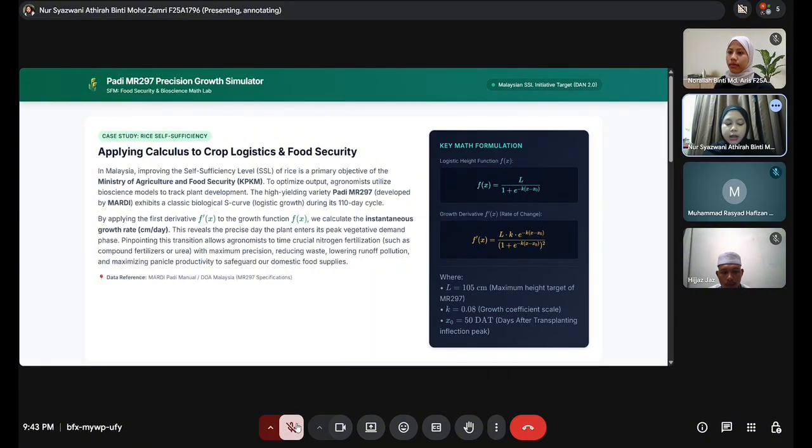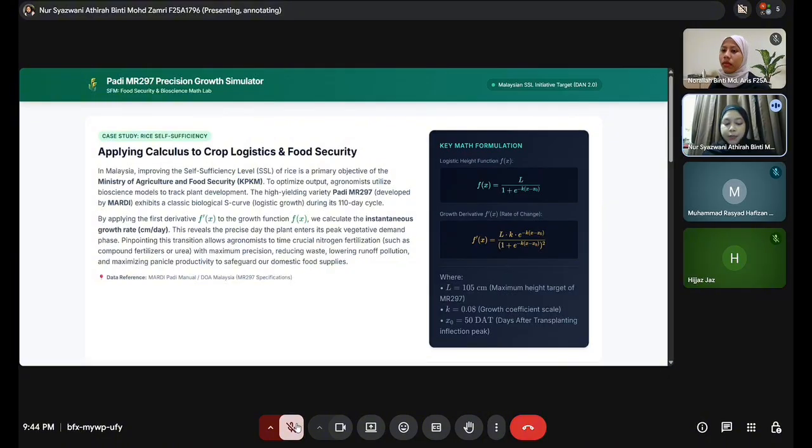In my project, I focus on PADI MR 297, a high-yield rice variety developed in Malaysia. The website simulates the growth of PADI using a logistic growth model and calculus. This helps identify the period when the rice plant grows most rapidly and requires the highest amount of nutrients.